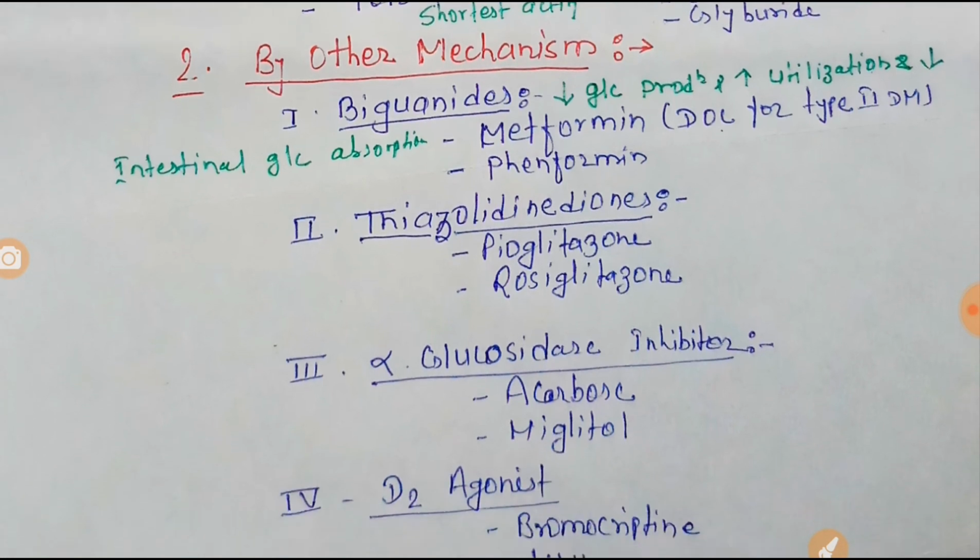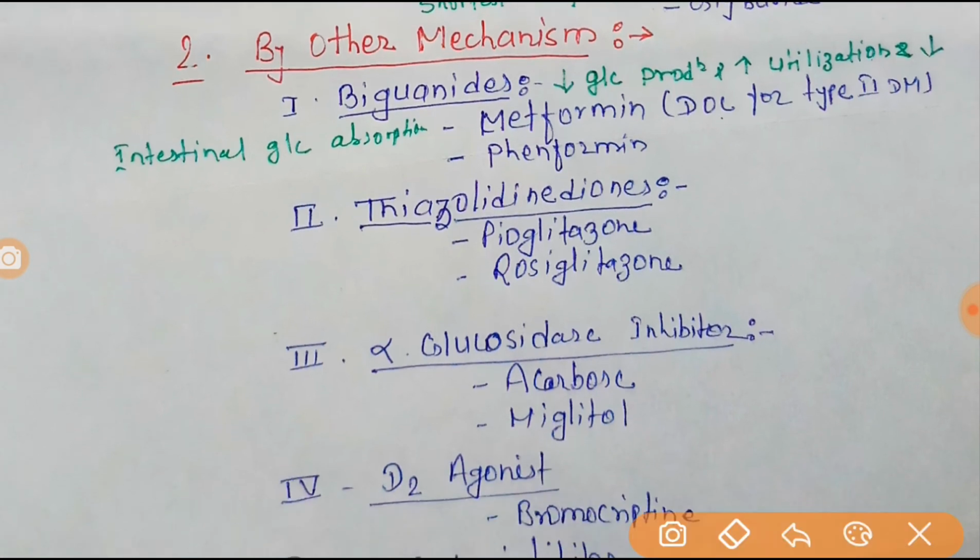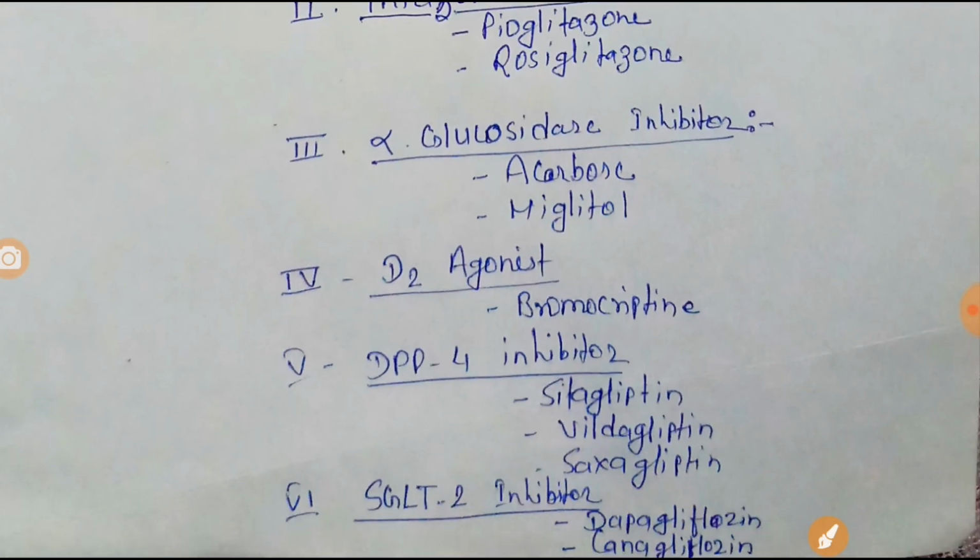It includes biguanides, thiazolidinediones, alpha glucosidase inhibitors, D2 agonist, DPP4 inhibitors, and SGLT2 inhibitors.